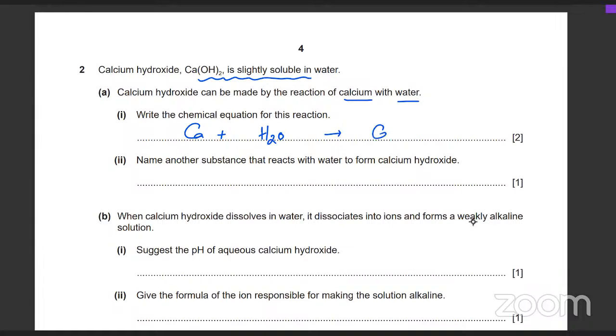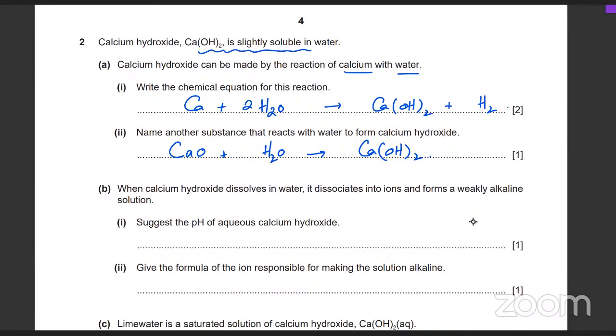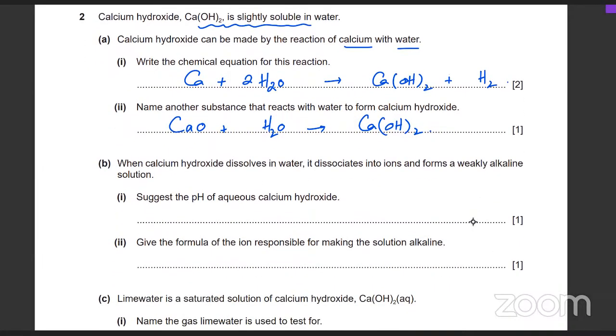So it's going to form calcium hydroxide. So there are two oxygens, so there will be two oxygens. When a metal reacts with water, it also produces hydrogen gas. Okay? So this equation now is balanced. Name another substance that reacts with water to form calcium hydroxide. Calcium oxide को भी पानी में अगर mix करोगे ना, any oxide, it will also form calcium hydroxide. So when calcium hydroxide dissolves in water, it dissociates into ions and forms a weakly alkaline solution.